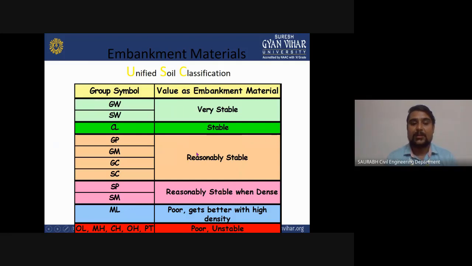And we will see the embankment material. Which soil will be good for embankments, like embankment of a wall or embankment of a dam? You can see GW and SW will be very stable, CL will be stable, but not like GW and SW. GP, GM, GC, and SC are reasonably stable, but not as good as CL. SP and SM are reasonably stable when dense. ML is poor but gets better at high density, and OL, MH, CH, OH, PT are unstable and poor, and you cannot use this soil for embankment preparation.